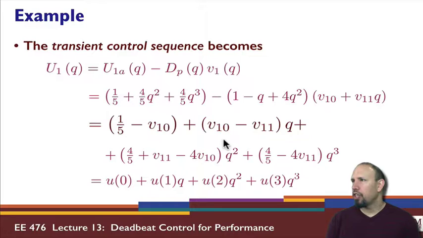Each of the coefficients in Q corresponds to the value of the control at that time. So this is U at time 0. This is U at time 1. This is U at time 2. This is U at time 3, and so forth. So by collecting the coefficients in Q, we can actually get the control sequence. So we know the control sequence.